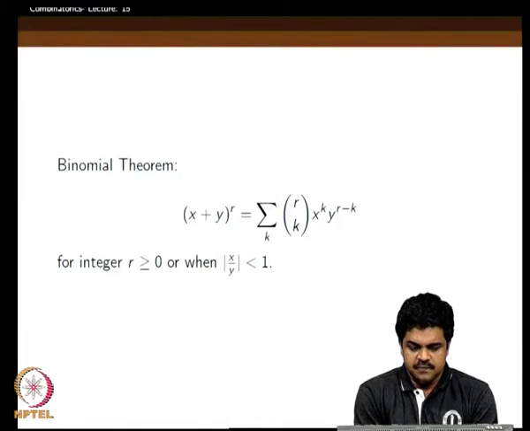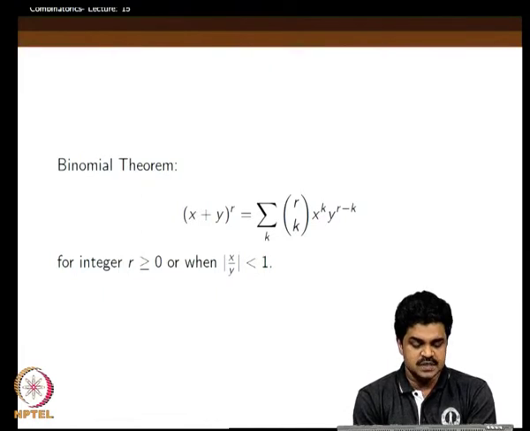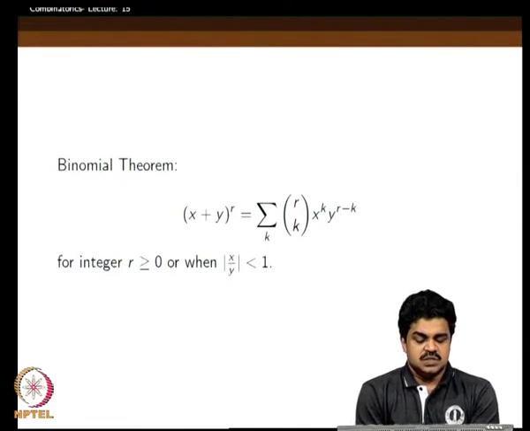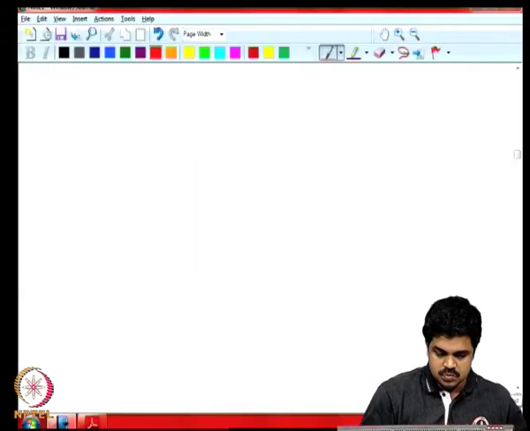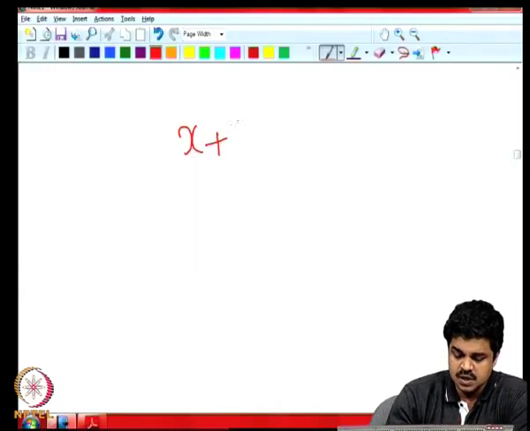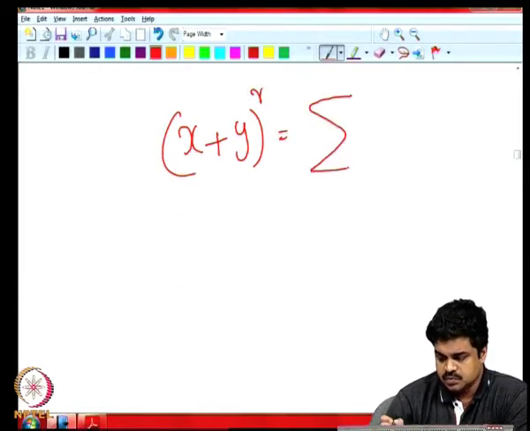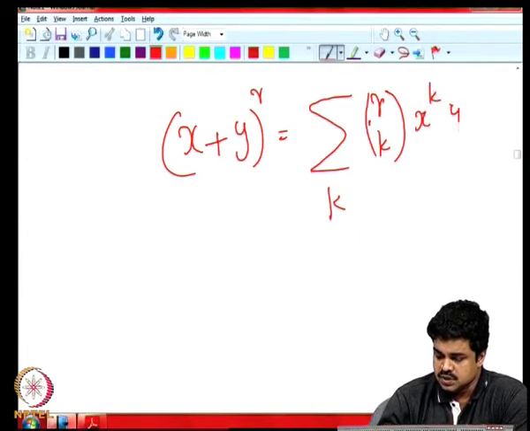But when r is not a non-negative integer, then we need a restriction, namely the modulus of the ratio x by y is less than 1. This is for the sake of convergence. We'll see why this is. First recall that x plus y raised to r is written as the sum over all k of r choose k times x raised to k times y raised to r minus k.